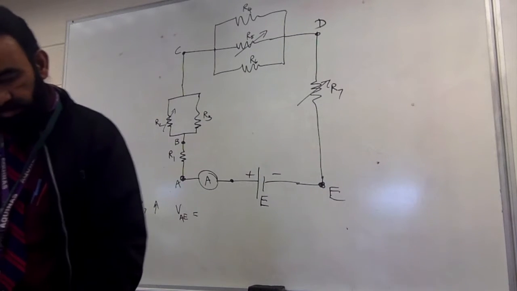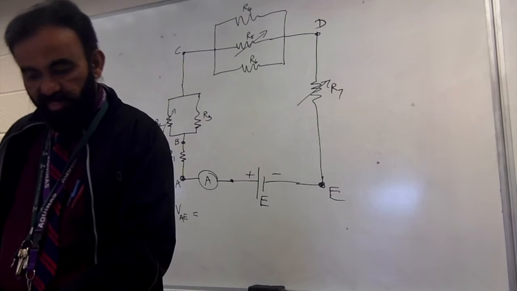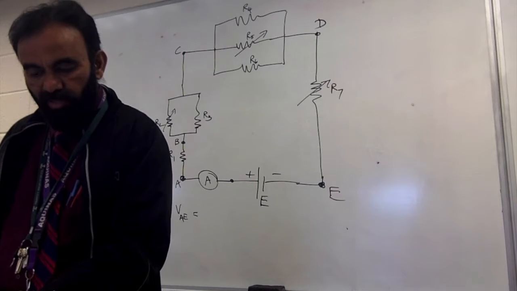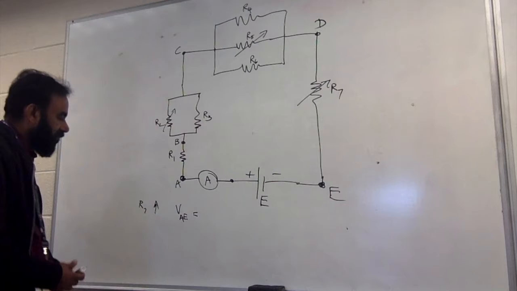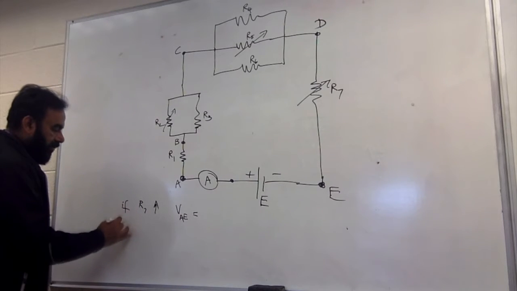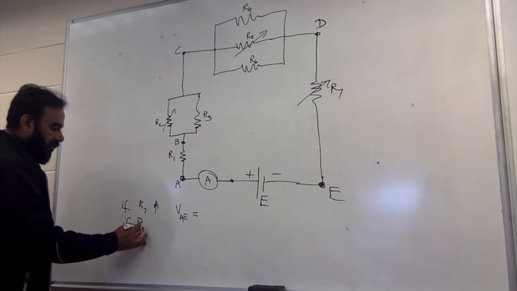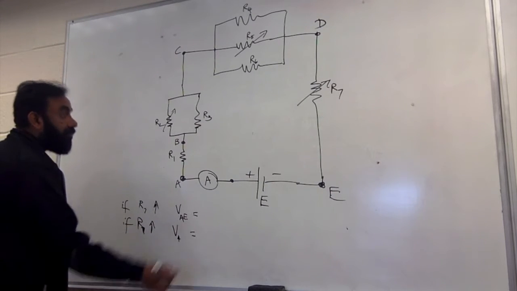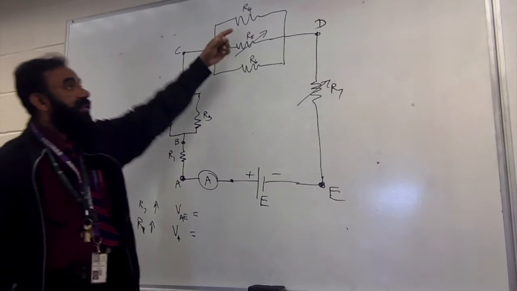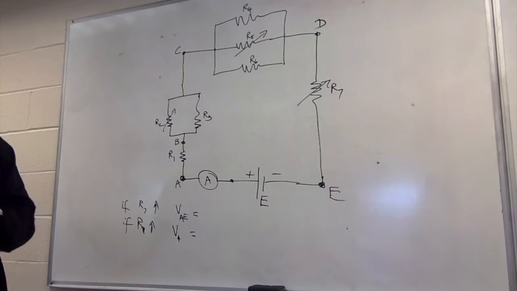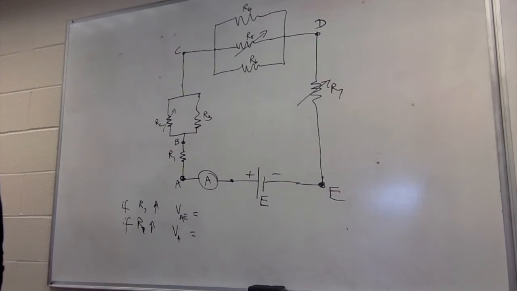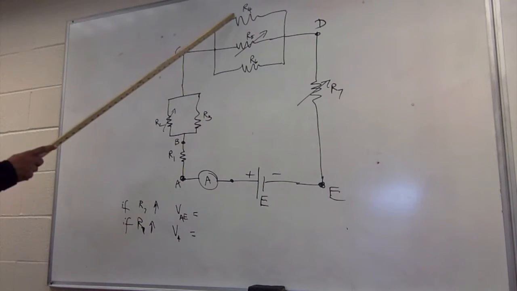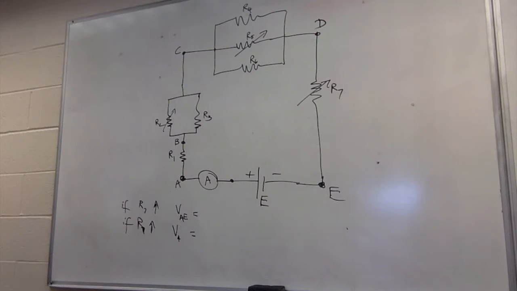The next question says, if R7 increases, the voltage drop across R4 is what? If R7 increases, what's the voltage drop across R4? R4 is right there. If R7 increases, what will happen to the potential difference across just the R4? Any answers from here?